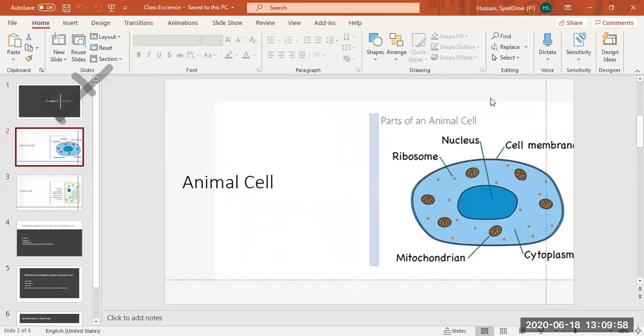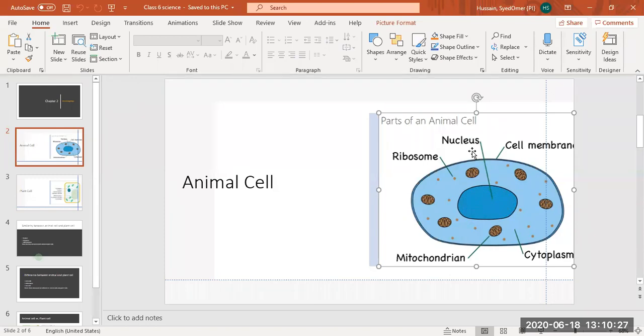An animal cell has a structure as shown on your screen, and it is having a nucleus in the center, a cell membrane, and a cytoplasm. Okay, so what is the function of each of these structures? Like, what does nucleus do? What does cell membrane do? What does cytoplasm do? We have to study the structure and function of each part of an animal cell.